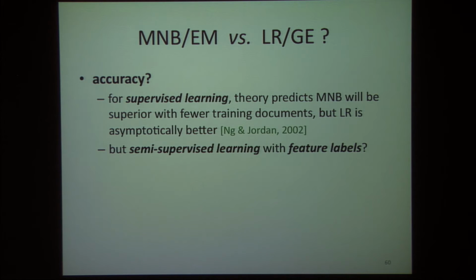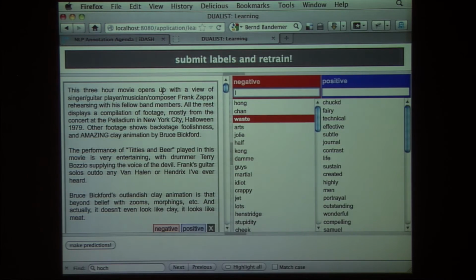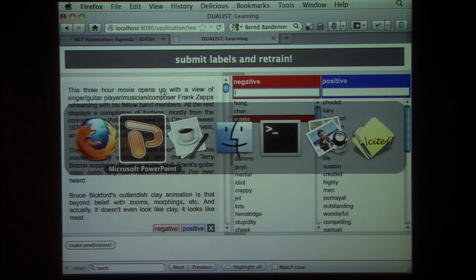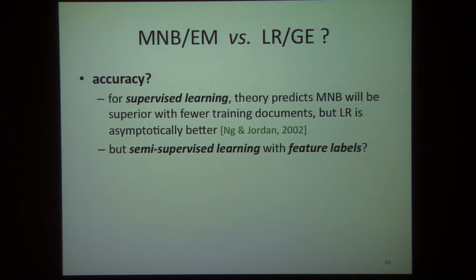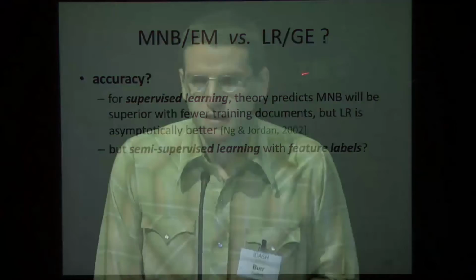So how do these two compare? I mean, this interface is modular enough that we could actually train a logistic regression using GE instead of the naive Bayes approach. So how do they compare in terms of accuracy? In supervised learning, the theory predicts that naive Bayes would be superior when you've got few labeled examples, but asymptotically, as you get more and more labeled examples, a discriminative approach like logistic regression would be better. But that's for supervised learning. Here we've got active semi-supervised learning with labeled features too, so we don't really know the differences to expect.